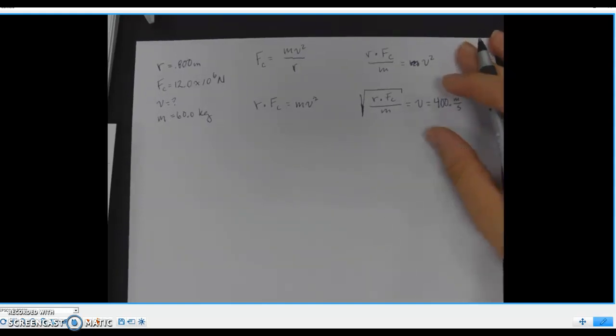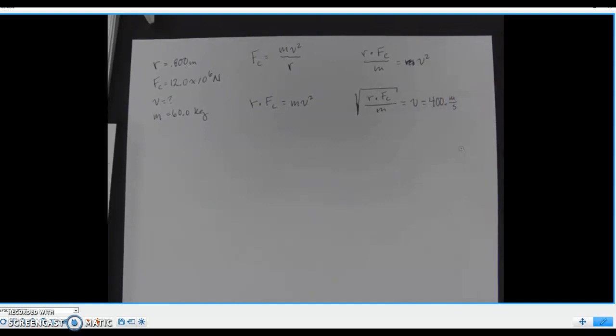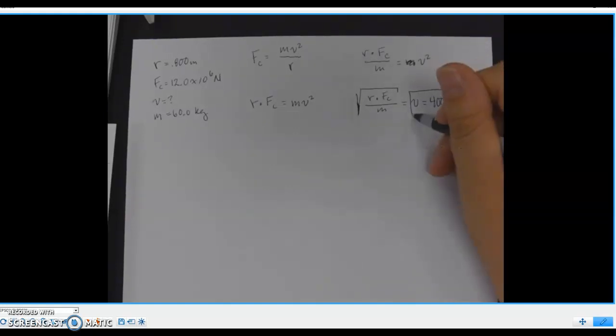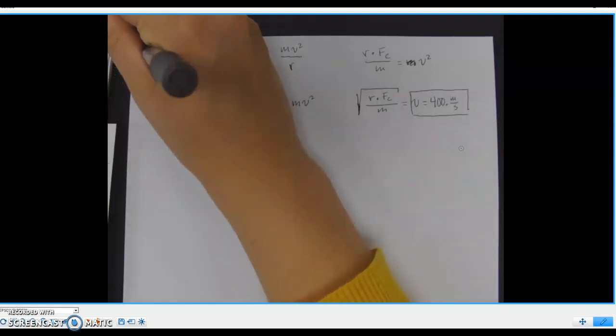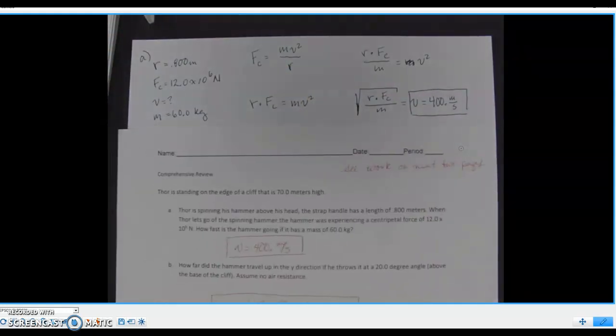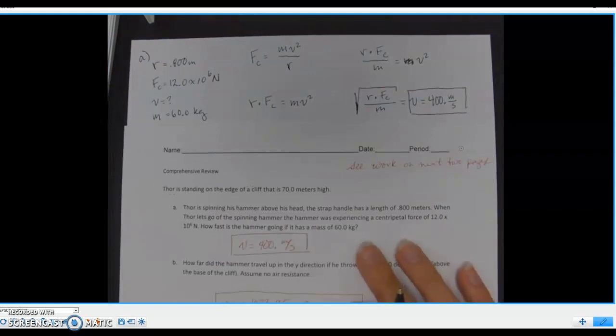Okay, if you're following along with me, you really might want to consider hitting pause, plugging these numbers into your calculator, and seeing if you got the same thing. Half the battle sometimes is just knowing how to plug it into our calculator. So that's my first answer for part A there. Spinning a hammer above his head, the strap handle has a length of 0.8 meters. When Thor lets go of the spinning hammer, the hammer was experiencing a centripetal force of that much. How fast is the hammer going? And so that's our how fast.